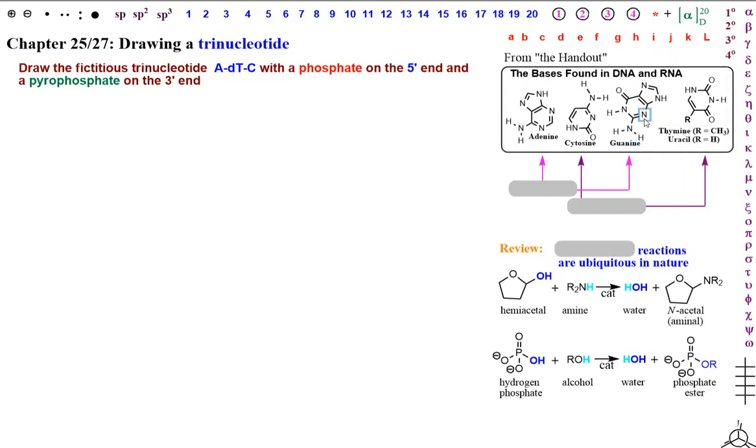If there are two rings present, as in guanine and adenine, we call those purines. And if there is only one ring present, it's a pyrimidine. We can bring these molecules together: a hemiacetal from a sugar and an amine will react, creating the N-acetal. It's an acetal, but it's got nitrogen instead of oxygen. That's what N-acetal means. An older expression is, careful how you say this, an aminal.